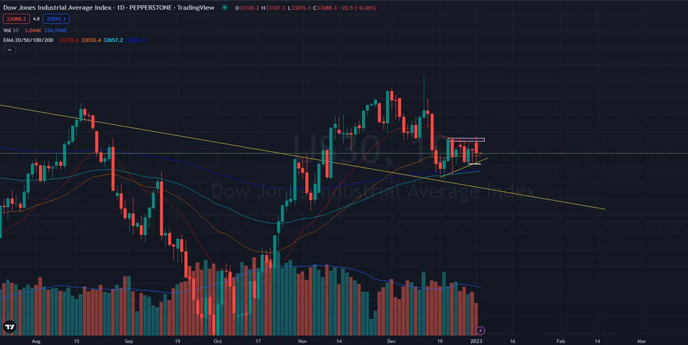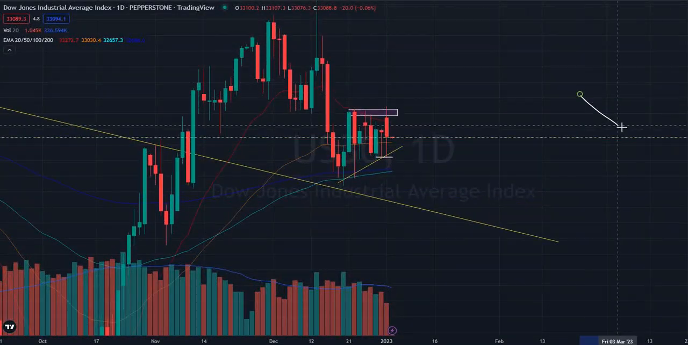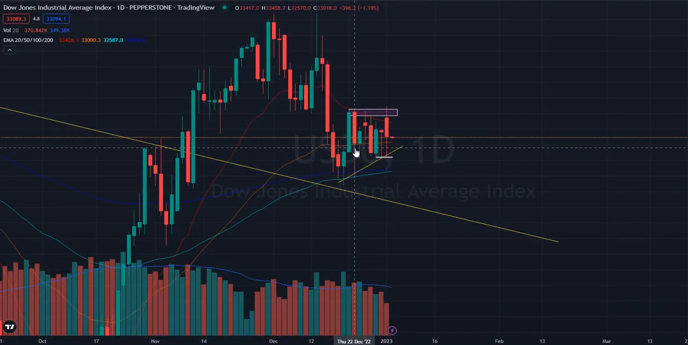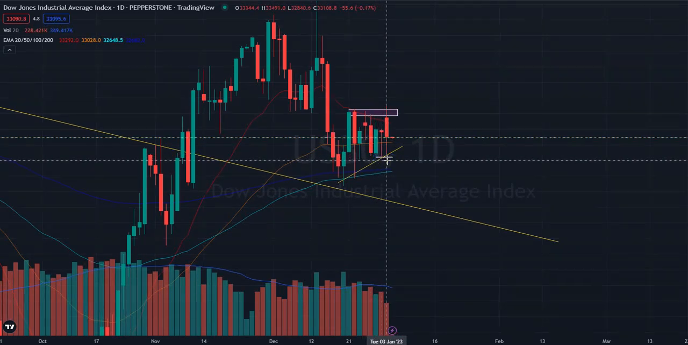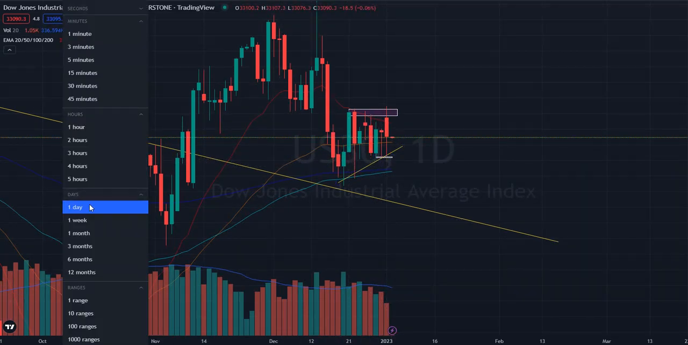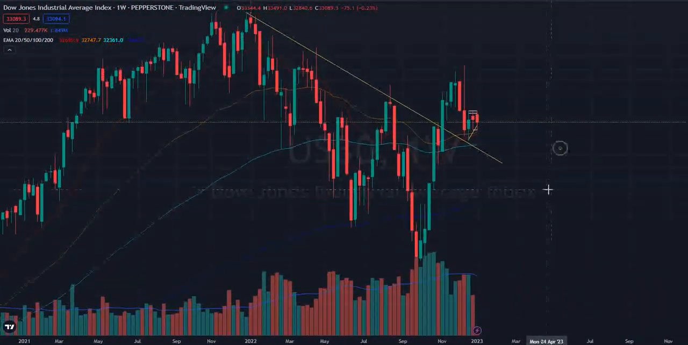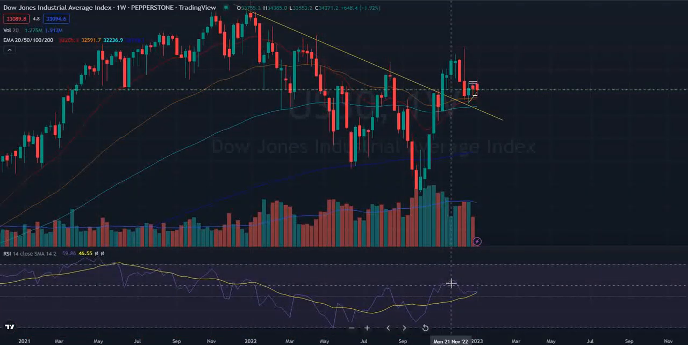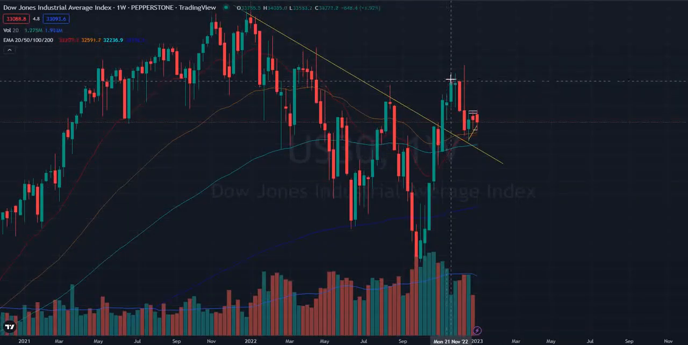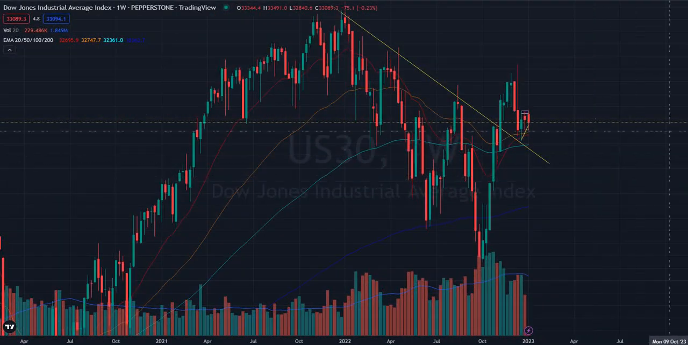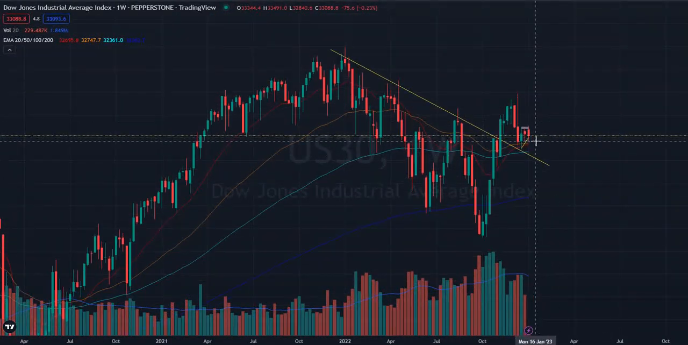For many days, sorry. Let's see how many days it's been since the squeeze started. 1, 2, 3, 4, 5, 6, 7, 8. 8 days, so a week. Let's take a look at the weekly time frame. We're still bullish on the weekly time frame, as you can see.